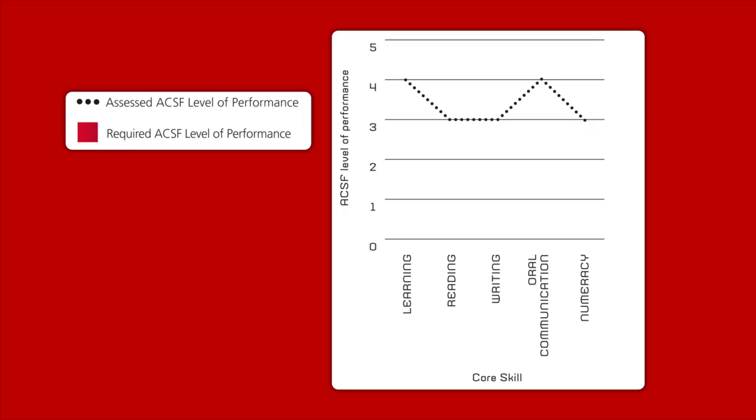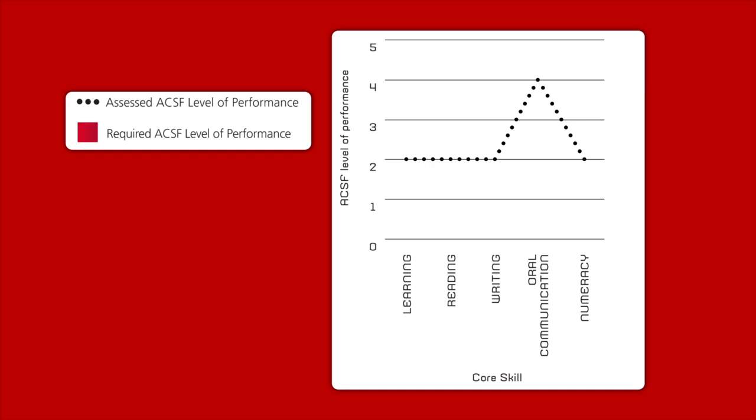A single learner may have varying levels in each core skill. We call this a spiky profile. For example, a learner may have learning, reading, writing skills at level 2, oral communication skills at level 4, and numeracy skills also at level 2.